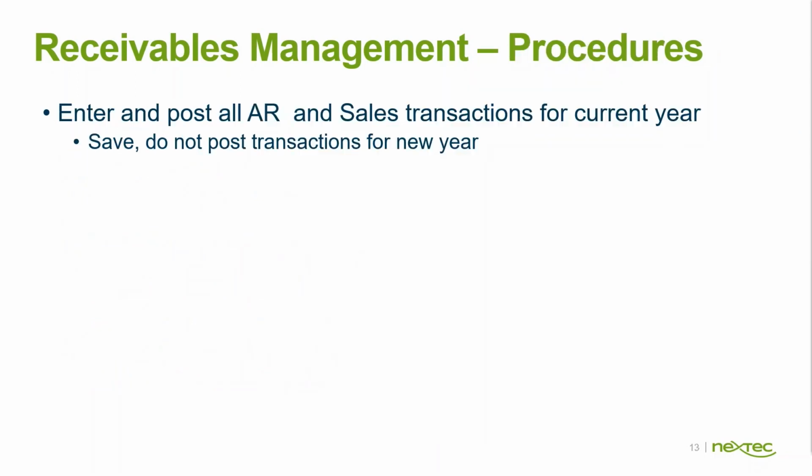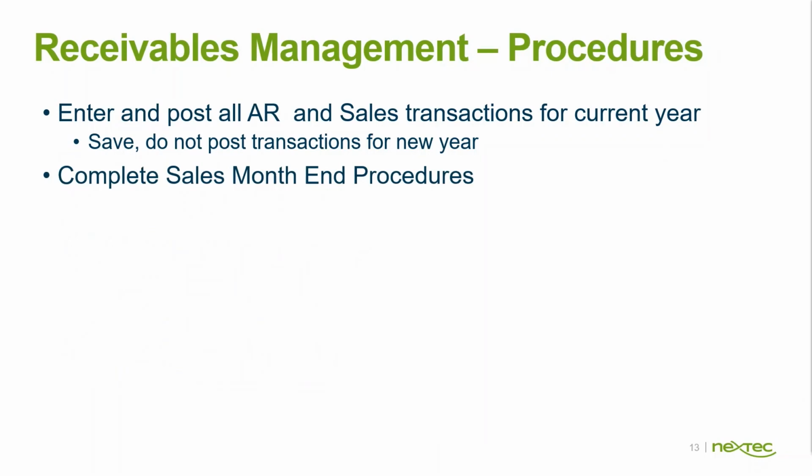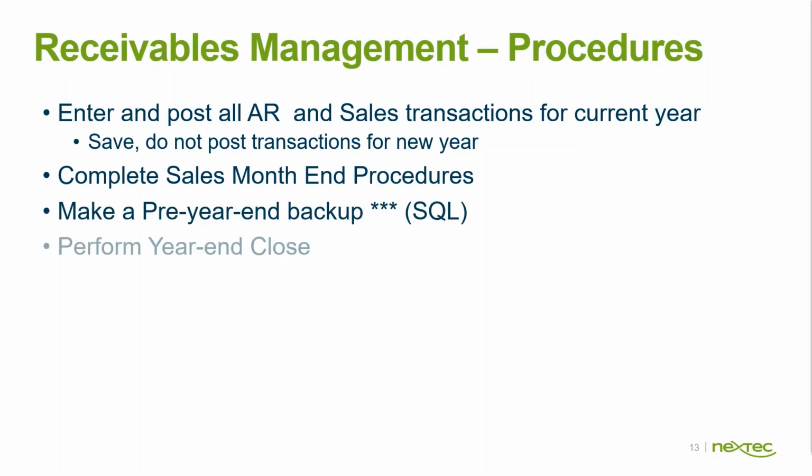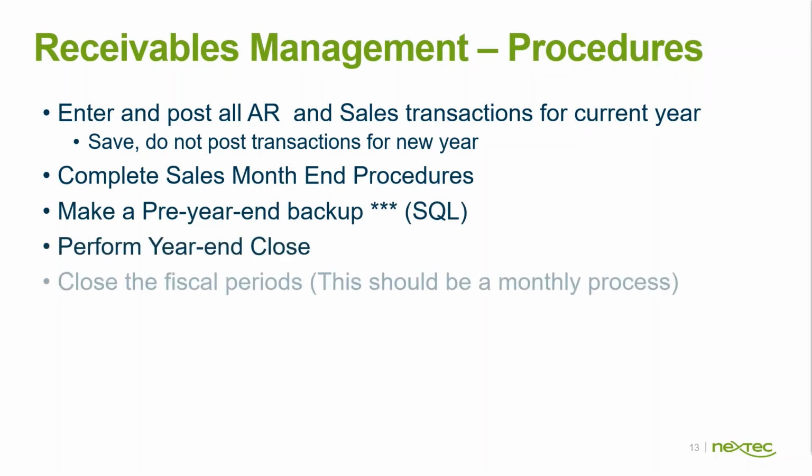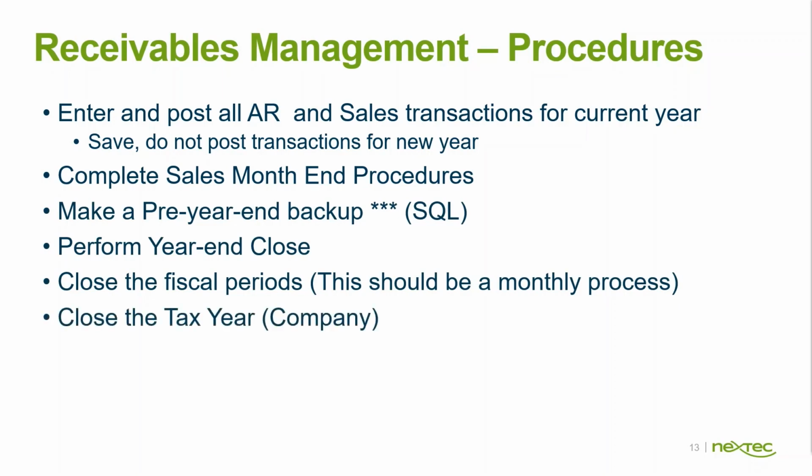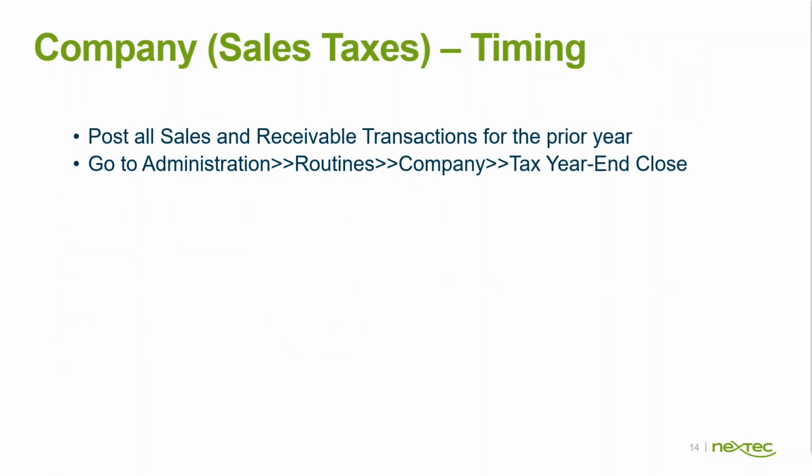Your procedures, you want to enter and post all sales and AR transactions for the current year. Save but do not post transactions for the new year. You want to complete your sales month-end procedures. Make a pre-year-end backup. Perform the year-end close. Close the fiscal period. This should be a part of your monthly process. Close the tax year. And make a post-year-end backup. On the sales tax, you want to make sure all of your sales and receivables are posted for the prior year before you close.